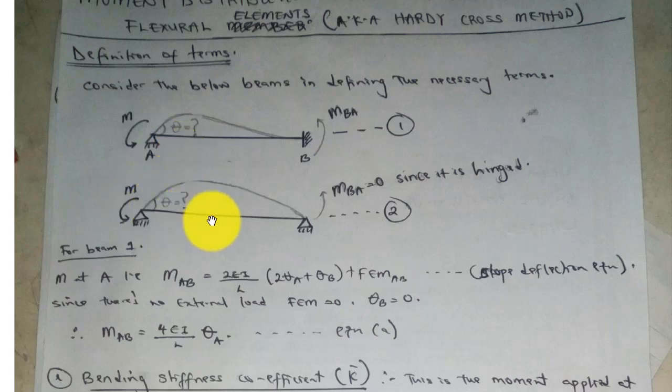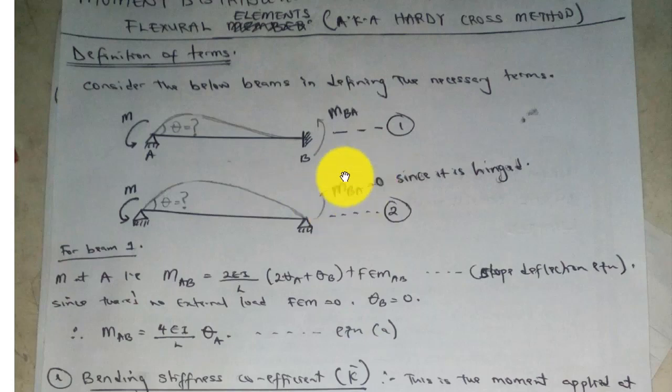But for case two, we don't even need to do the analysis because we know that this is a pinned support, and the moment at a pinned support or roller support is always equal to zero. You understand? Here we just applied an external moment. So even though we applied an external moment, the moment at this point will still be zero because it is a pinned support. So there will be no moment carried over to this point. That's why I said MB is equal to zero from the beginning. I've written it as MB is equal to zero.